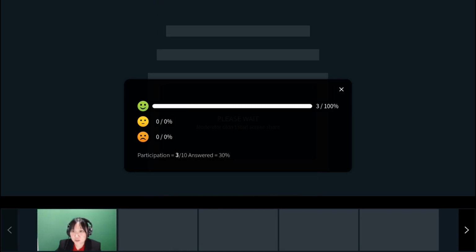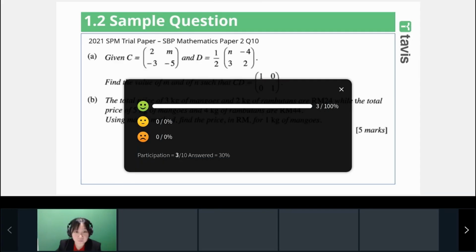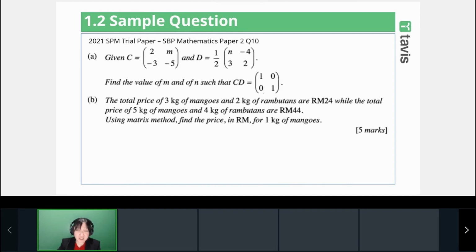Let me stop my screen sharing. So that's it. This is the last question that I want to do for matrix today, because I want to go into the next topic already. Basically, as you can see, matrix more or less is always the same. This type of question, you just do the trial papers. You do more. You will see that the questions are quite repetitive.